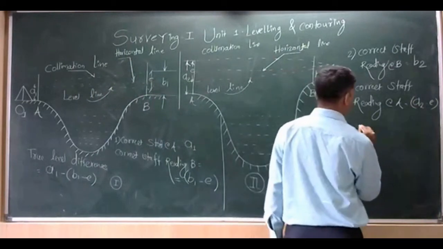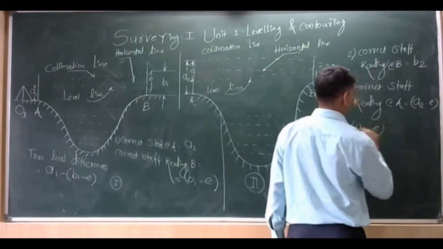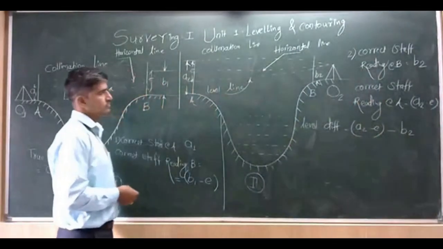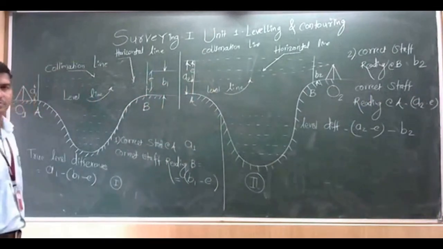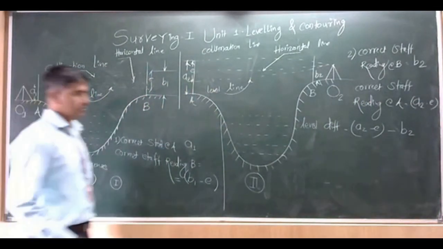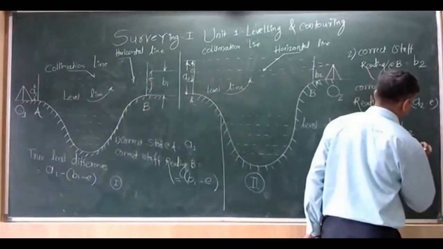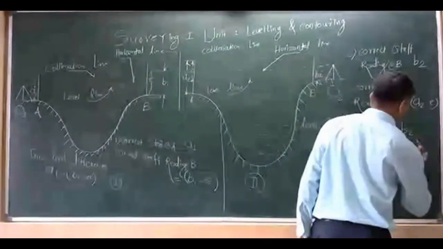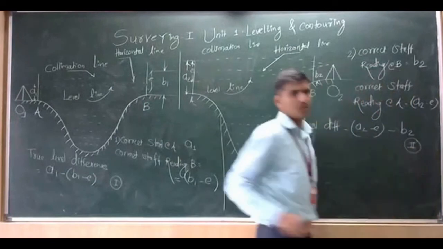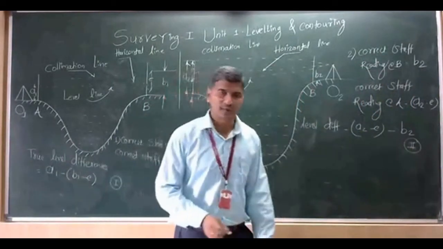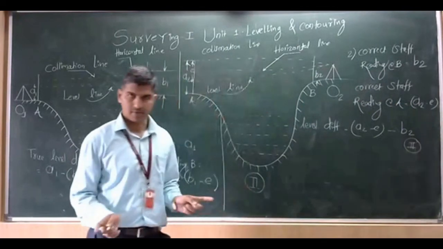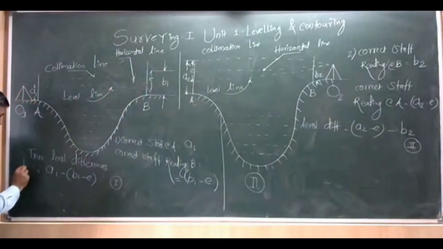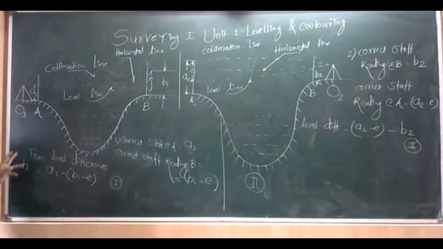will be the correct staff reading at point A minus the correct staff reading at point B. Now, name this equation as equation number 2, Roman 2. So please focus on equation number 1 and equation number 2 and compare both the equations. Here I will take H as the level difference.